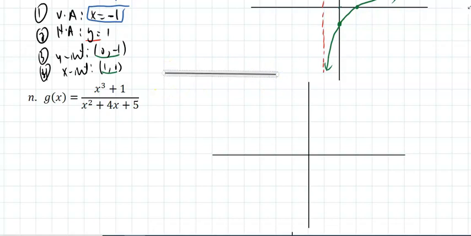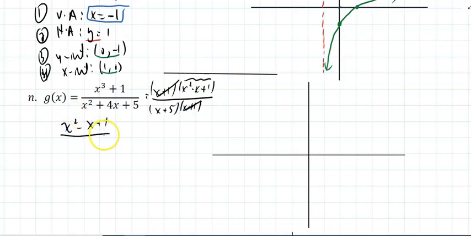This problem, if I factor this, that is x plus 1 into x squared minus x plus 1 over x squared plus 5x plus 1. We know this doesn't factor in R. Notice that those cancel out. So I'm sketching the graph of x squared minus x plus 1 over x plus 5. That's really what g of x is.